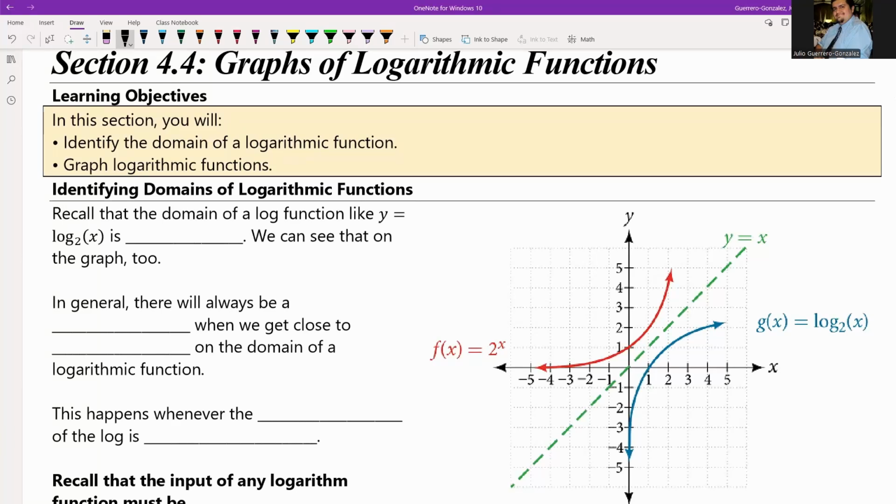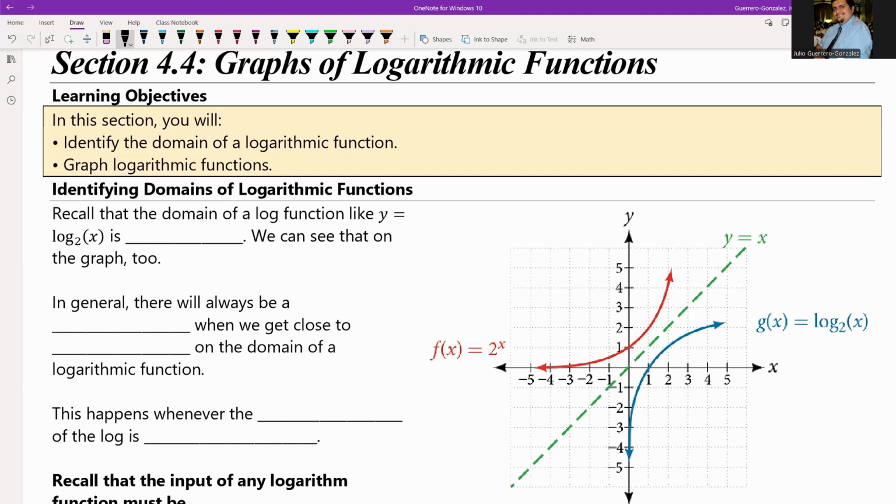Hello, everyone. This is the lecture for section 4.4, graphs of logarithmic functions. In section 4.1, we learned what an exponential function looks like. In 4.2, how to graph them. In 4.3, what a logarithmic function is. Now we're getting into the graphing of a logarithmic function. That's exactly what we're going to do in this section.